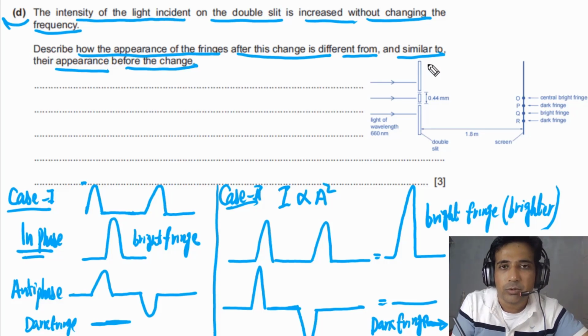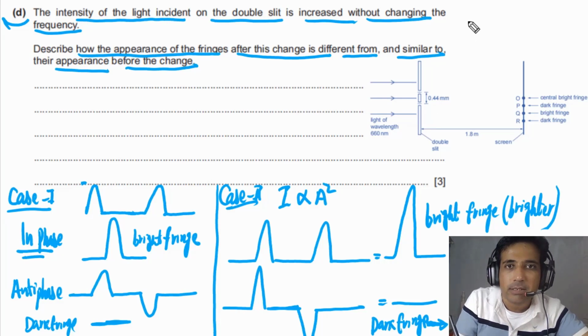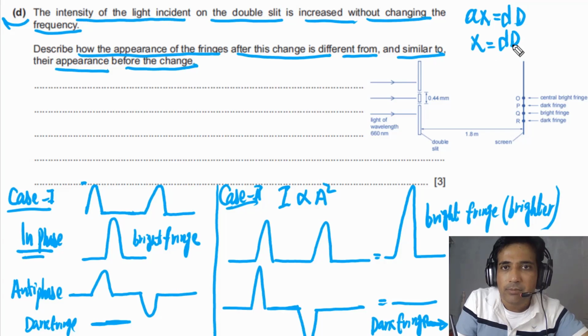And also we need to understand, if you look at the formula, the second thing you can understand is, if you look at x, we have discussed that Ax is equal to lambda times D. So we can say x is equal to lambda times capital D divided by A. We are not changing A, so A stays constant.